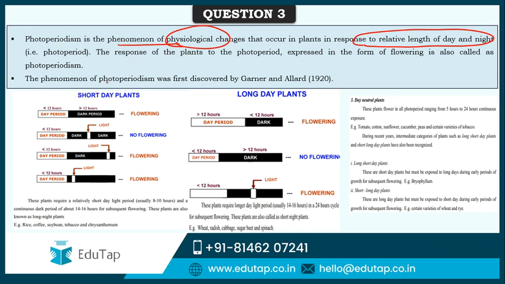Before that, the phenomenon of photoperiodism was discovered by Garner and Allard in 1920. Based on photoperiodism, we have 3 types of plants: short day plants, long day plants, and day neutral plants. Short day plants, for flowering, need less than 12 hours of daylight, and they require greater than 12 hours of dark period.